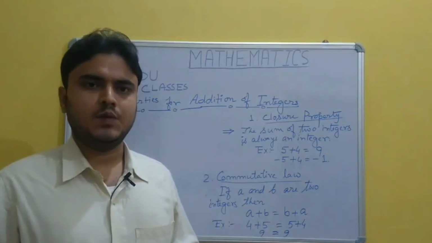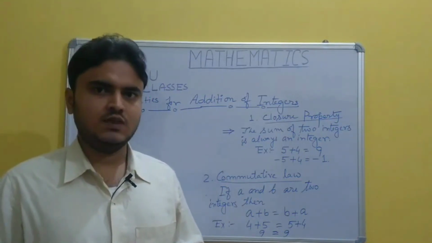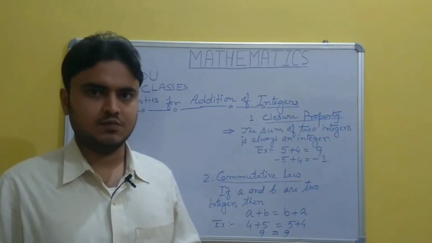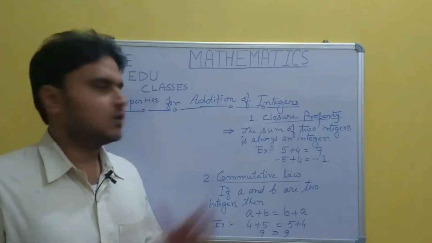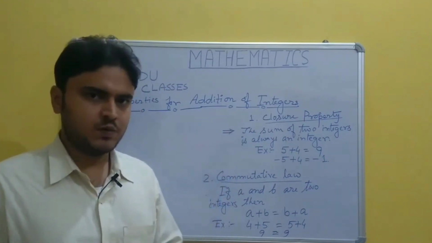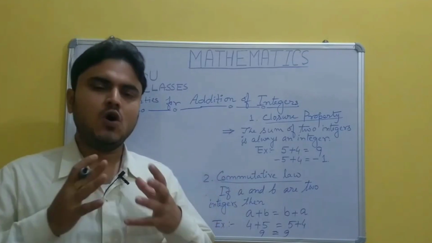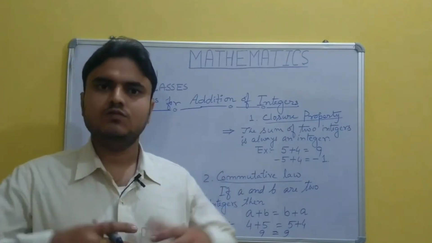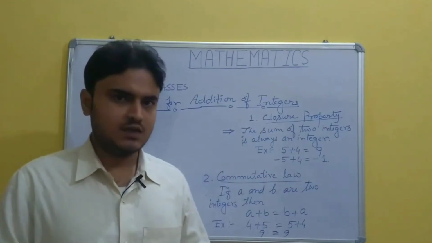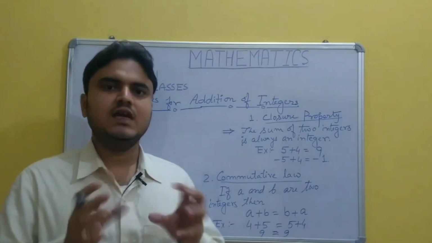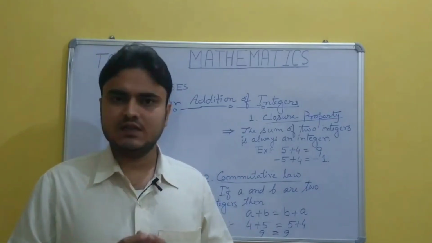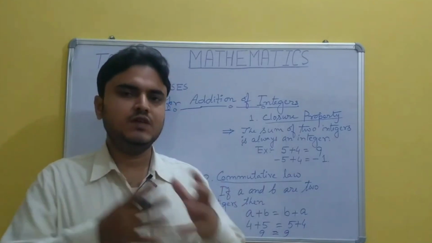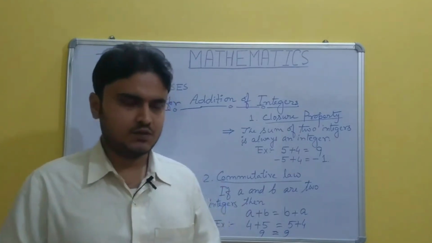Now I am going to discuss various properties of the addition of integer numbers. First property is closure property. What is closure property? The sum of integers will also be an integer. That means after addition of two integers or more than two integers, we will get an integer.